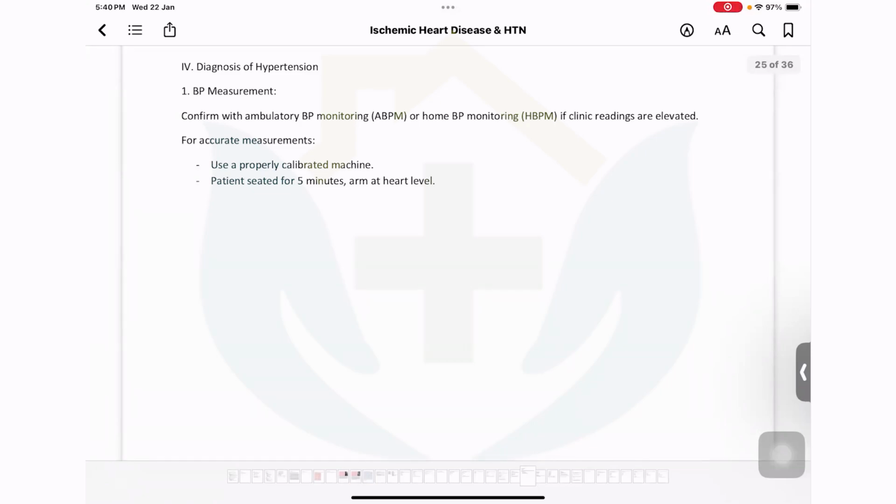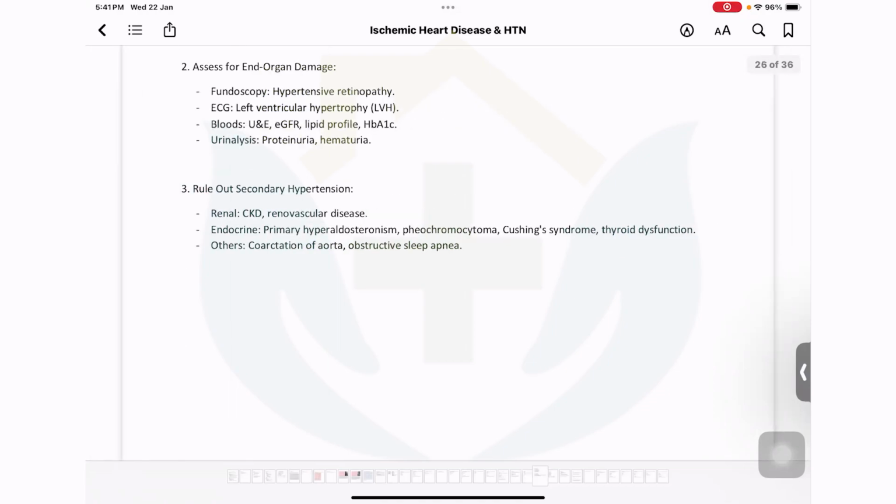For accurate measurements, one should use a properly calibrated machine, and the patient has to be seated for 5 minutes, arm at heart level, and of the two arms, whichever arm measures higher blood pressure is to be counted. Okay. So if one shows 160 by 90, the other shows 140 by 80, 160 by 90 is to be taken into account.